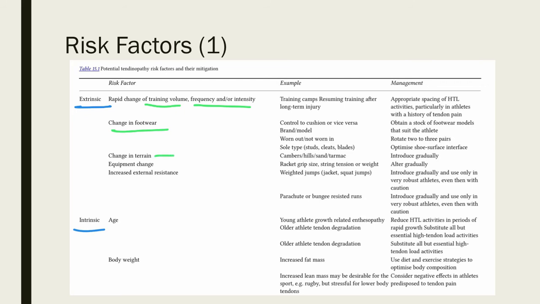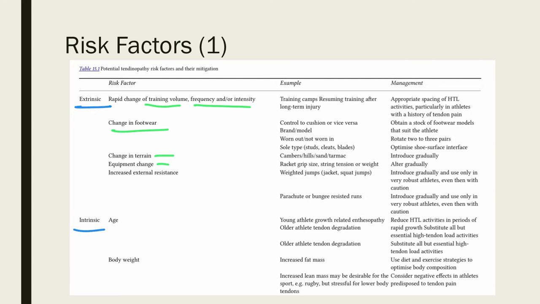Change in terrain is also another big one. If you go from running on asphalt or pavement to trail running, that can often cause some type of tendinopathy. And equipment change could also be a culprit when it comes to tendinopathy. If you think about tennis, if you change your grip size or something, that's going to change the way the hand actually performs when it comes to providing force to hold a racket or manipulate a racket. So that can also cause some tendinopathy as well.